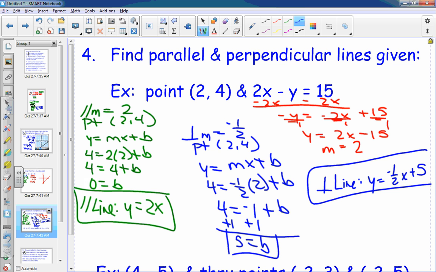Do you understand the parallel, which is in the green? Parallel slope is the same slope as this. Parallel slope was the same slope as the 2. The blue, I then went ahead and did the perpendicular line. So the slope over here is 2, so I found the perpendicular slope, which was negative 1/2. That's it. You with me? Okay, that's parallel and perpendicular.